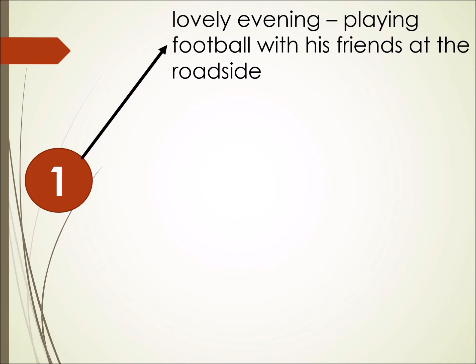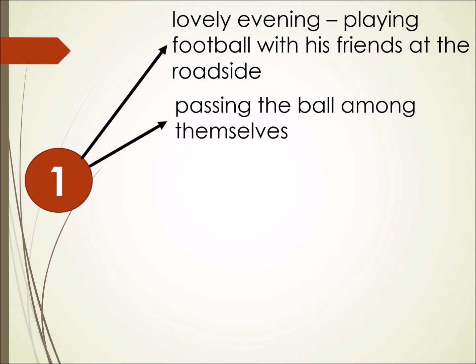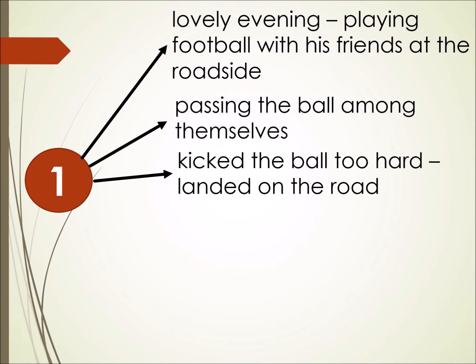So you see all these boys, they were playing football at the roadside. They were passing the ball among themselves. It means they were kicking the ball to each other and so on. As Ryan kicked the ball too hard, it landed on the road. You know, if you kick the ball too hard, it will bounce and maybe fly to a very far place, right? So Ryan kicked the ball too hard, so it landed on the road.